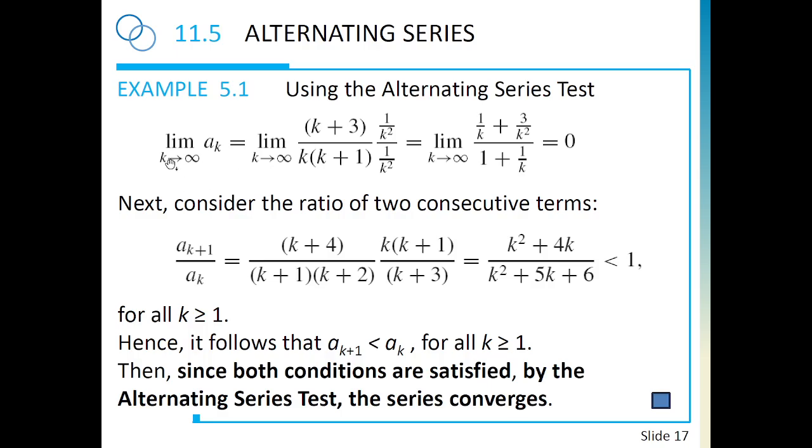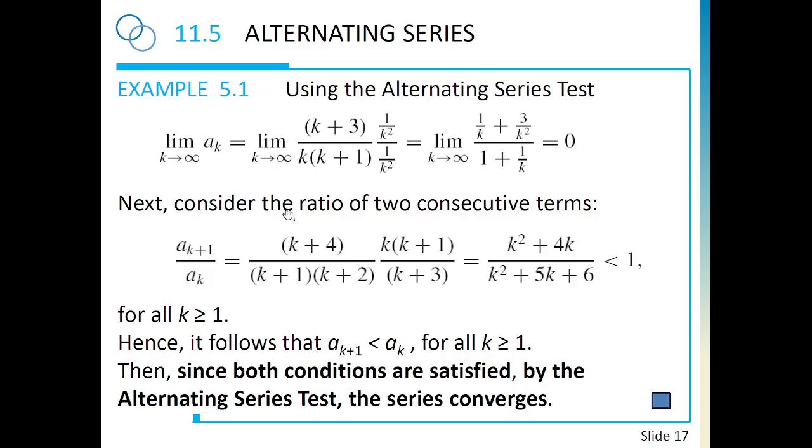One way to check the limit, we can start with one or the other, doesn't matter, we need to check them both. One of the ways is to simply use techniques from Calc 1, so we divide by the highest power of the denominator, 1 over k squared, upstairs and downstairs, and then we compute the limit. Here the limit is 0, so the first condition is satisfied, that's nice.